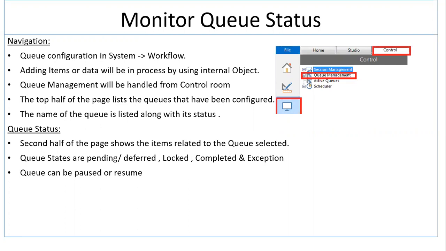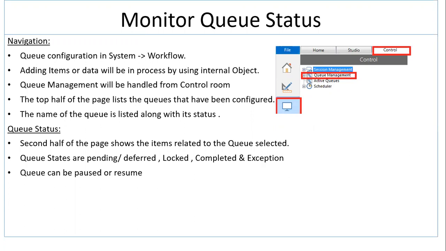In the first half of the section in your queue management link, you will have a list of queues linked to the current database with the status. It will be either in a running state or in a paused state. So you will be able to see a bunch of queues, but you will not see any details related to each queue in the topmost section. But when you select any one of the queues, in the bottom or second half of the section, you will be able to see the list of transactions.